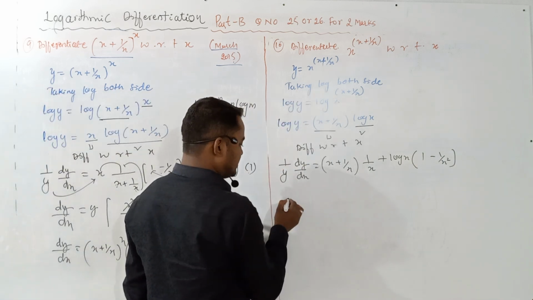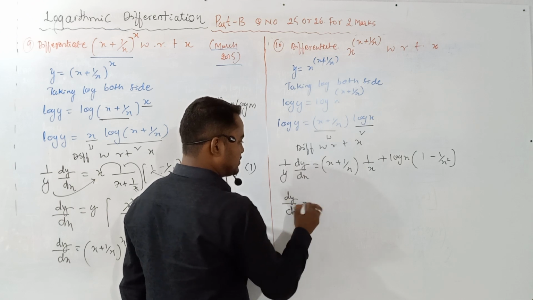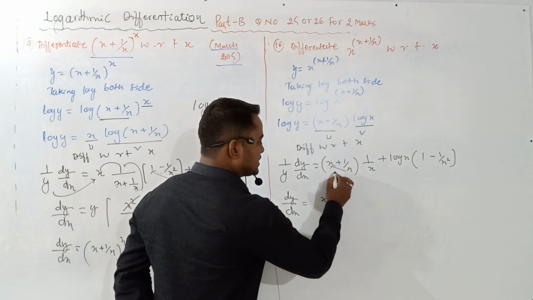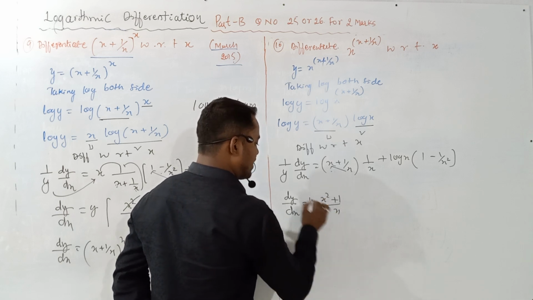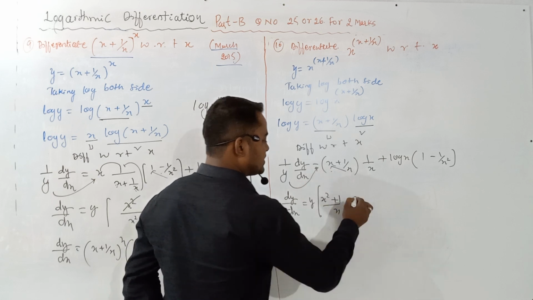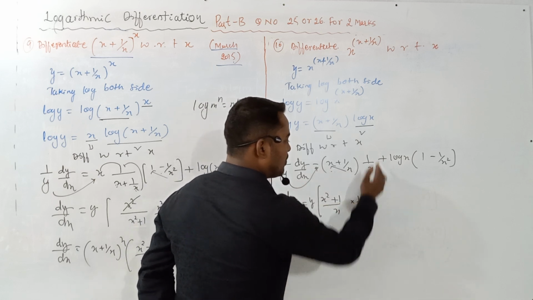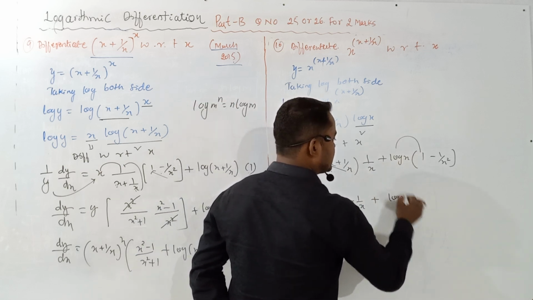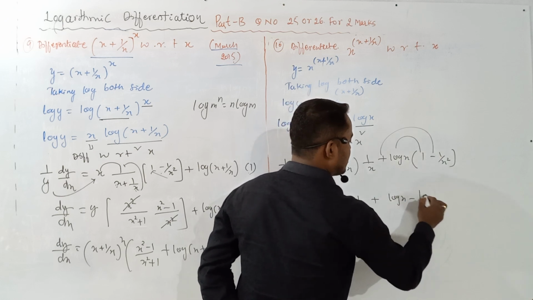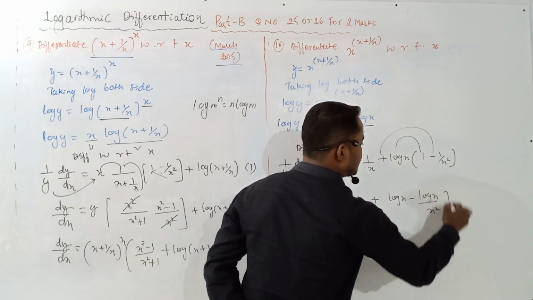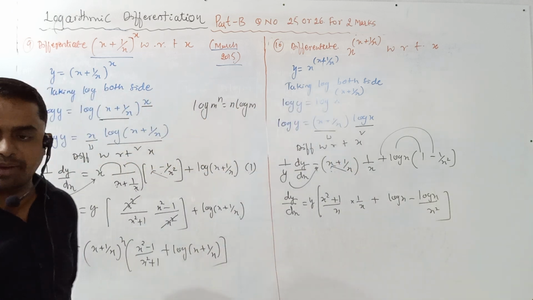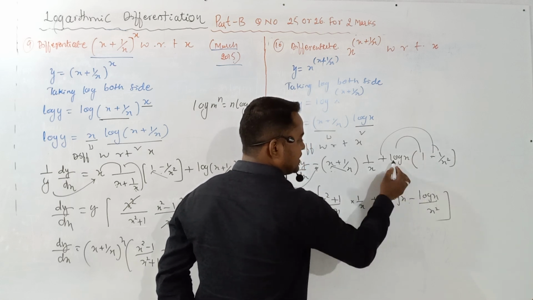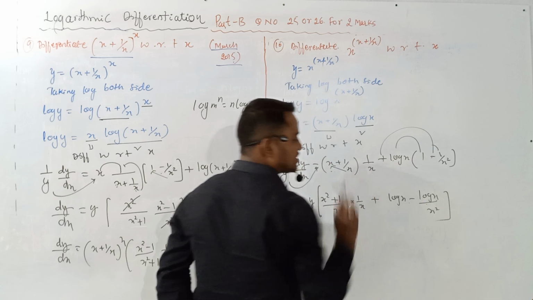Now x into x, dy by dx is equal to y times x square plus 1 over x. The LCM here is x. Then y comes here, times 1 by x into 1 by x as it is, plus log x into 1, log x, plus into minus, minus log x divided by x square. Log x into 1, log x divided by x square, as it is.